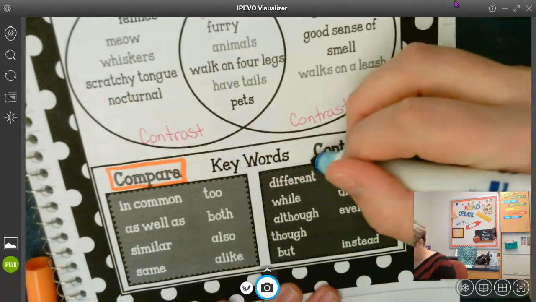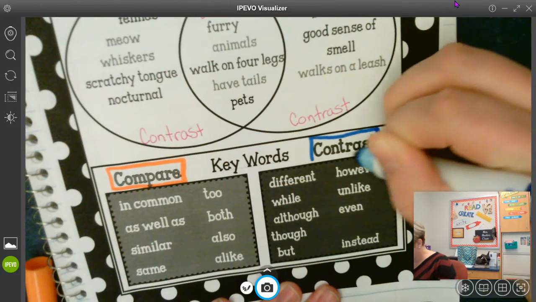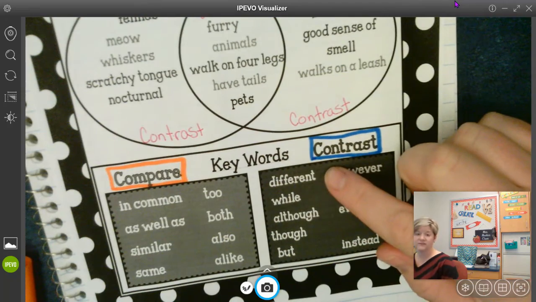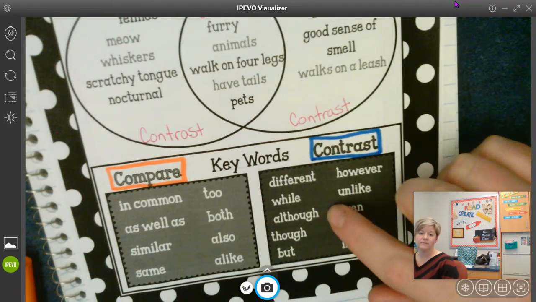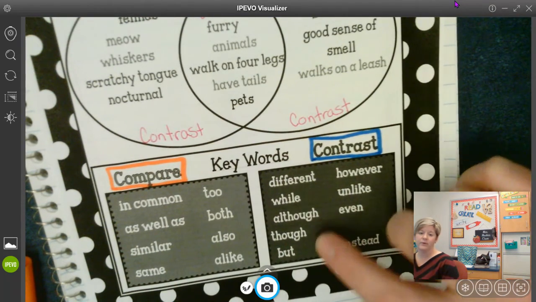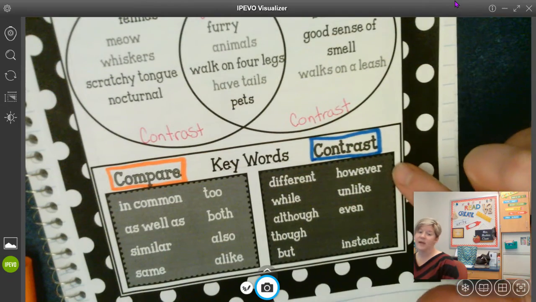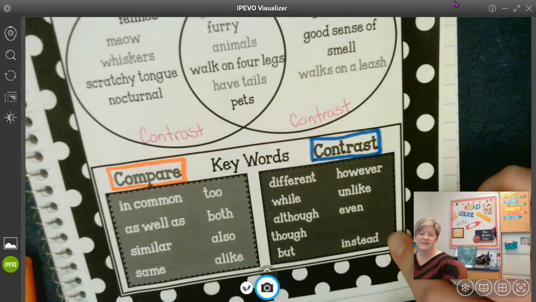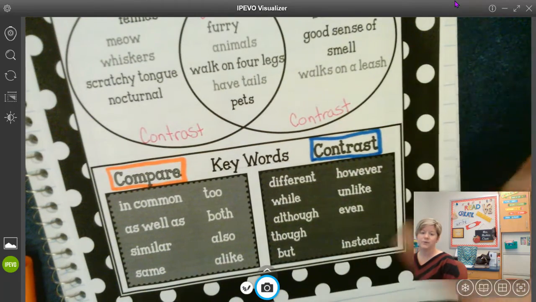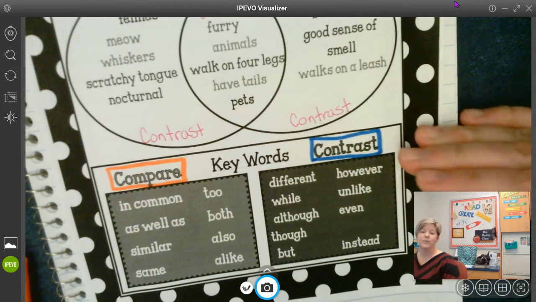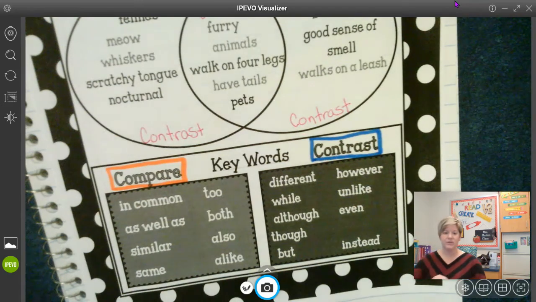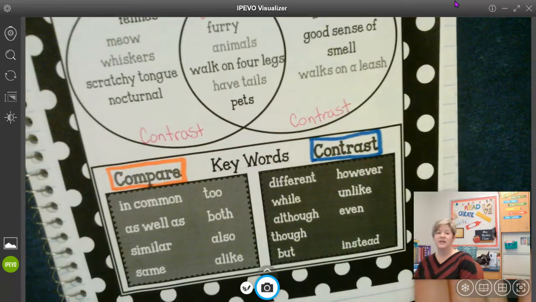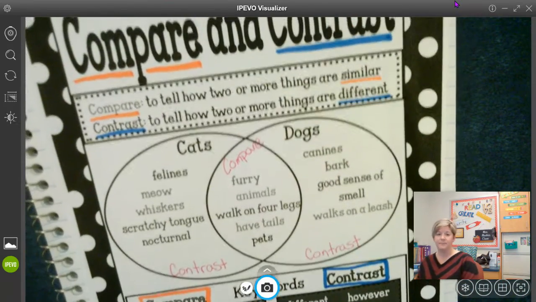Now, looking at keywords for contrast, we might use words like how they are different, while, although, though, but, however, unlike, even, or instead. So these are the words we would use in a sentence when we are contrasting two things. Okay. So that's our notebook page for today.